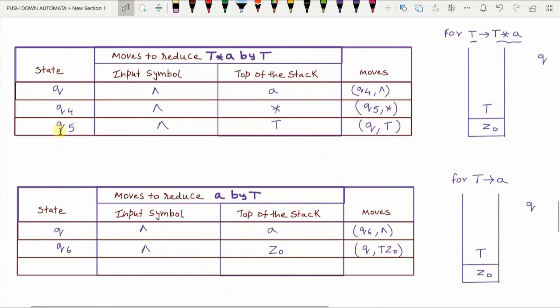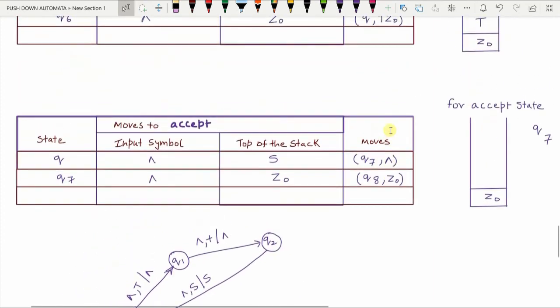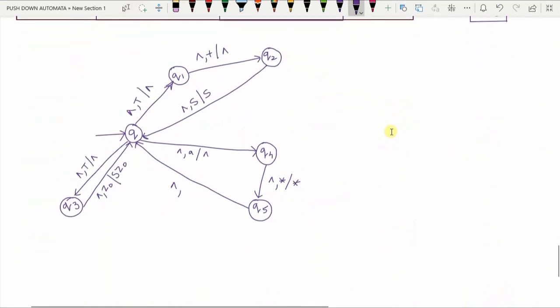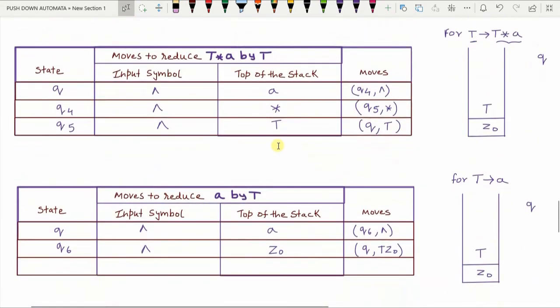Then finally when you are in Q5, you come back to Q by reading null, top of the stack is T, and T remains on top of the stack. So this is for Q5.